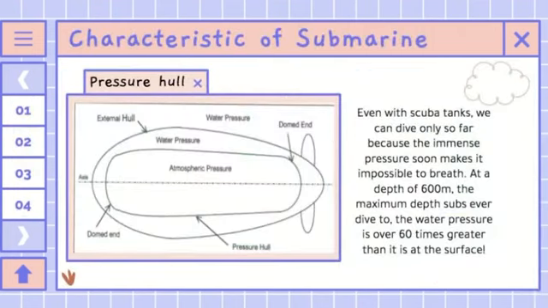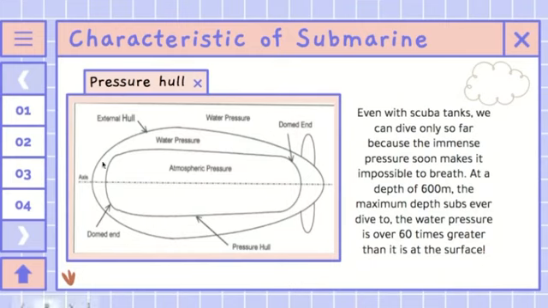So next, one of the characteristic of submarine. Okay, it is a pressure hull. Even with scuba tank, we can dive only so far because the immense pressure soon makes it impossible to breathe. At the depth of 600 meters, the maximum depth subs ever dive to, the water pressure is over 60 times greater than it is at the surface.